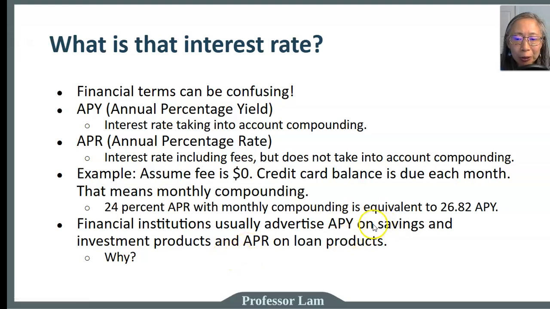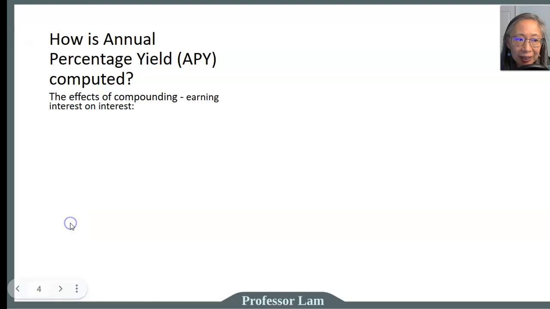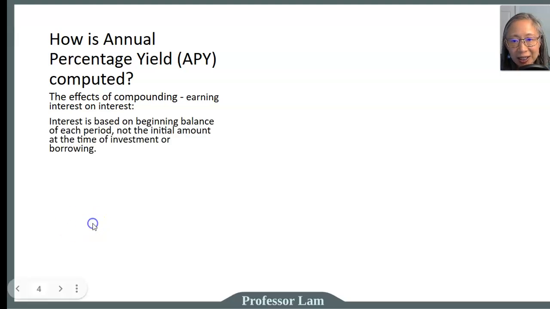So how are the two interest rates related to each other? To answer that question, we're going to take a look at how APY, annual percentage yield, is computed. The most important part of compounding is the fact that you can earn interest on interest. And interest is based on the beginning balance of each period, not just the original amount. Sometimes APY is referred to as the effective annual rate. You may hear this term in other economics or finance classes.